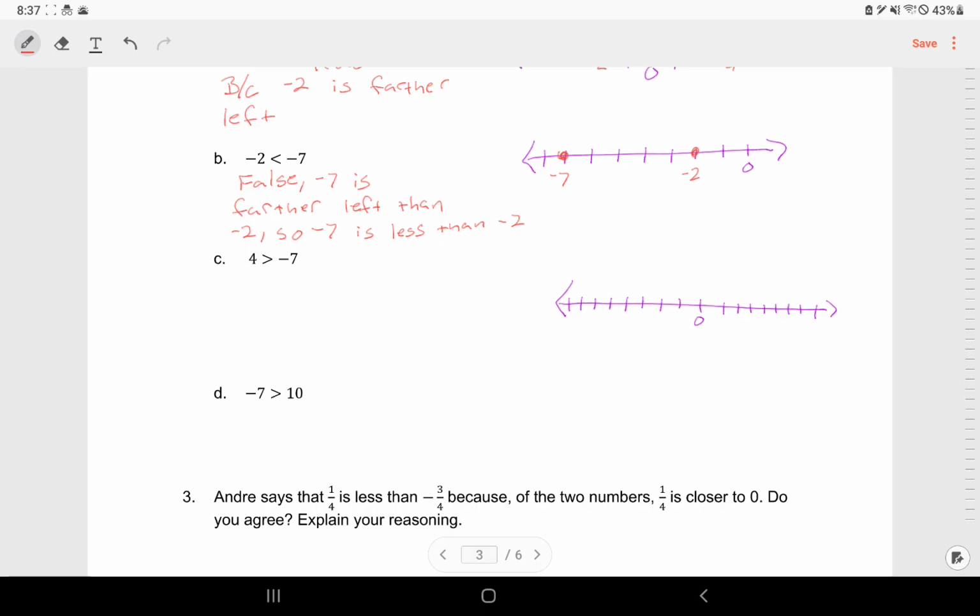Okay, for C, we've got negative 7 there and positive 4 there. And so 4 is farther right than negative 7. So 4 is greater than negative 7.